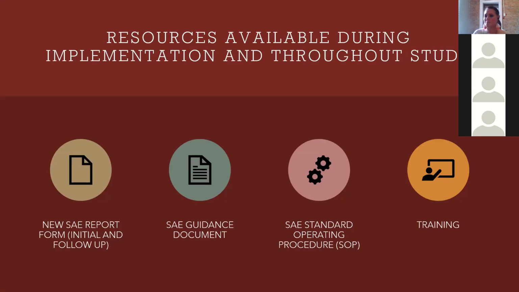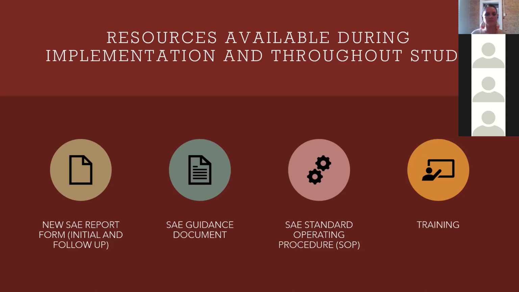So the resources that will be available during implementation and throughout the rest of the study. There will be a new SAE report form. There are going to be two separate ones: an initial form that has all of the initial information, which will be a little bit different, and I'm going to give you a quick view of that. And then there's a follow-up form, so we're not going to have you fill out all of that information again, just update the few fields that need to be updated for what's considered a follow-up.